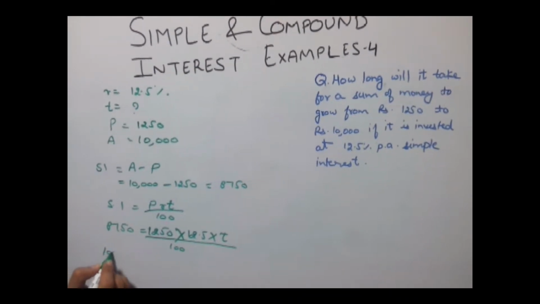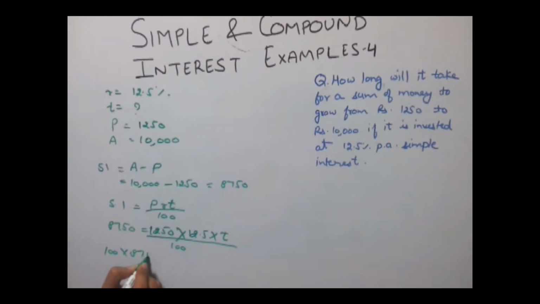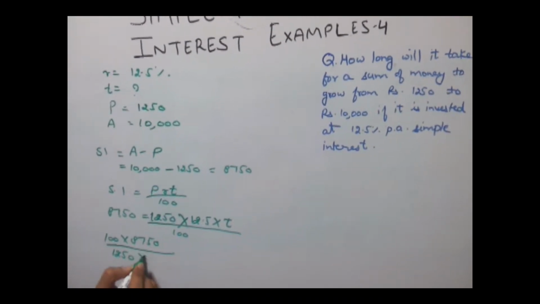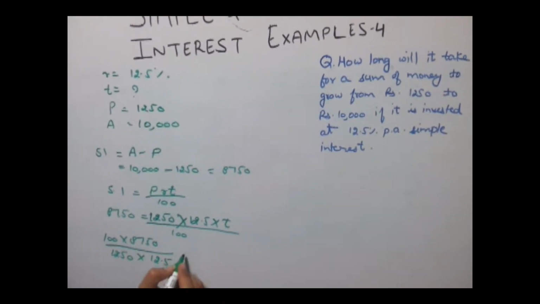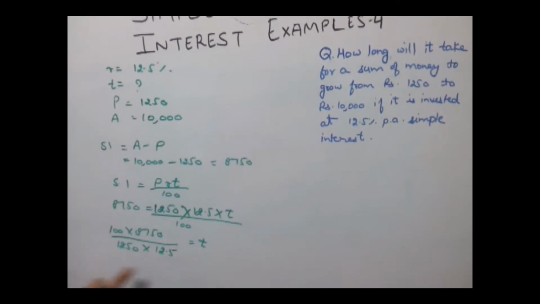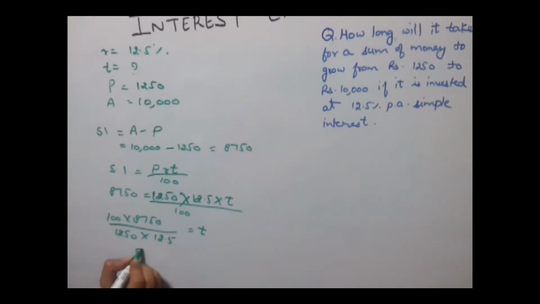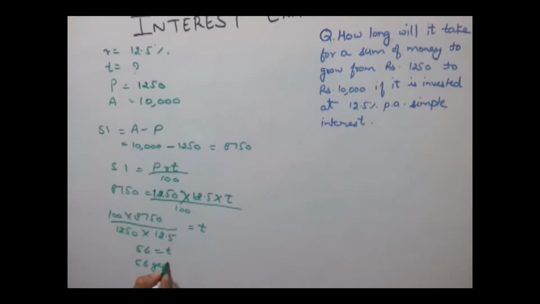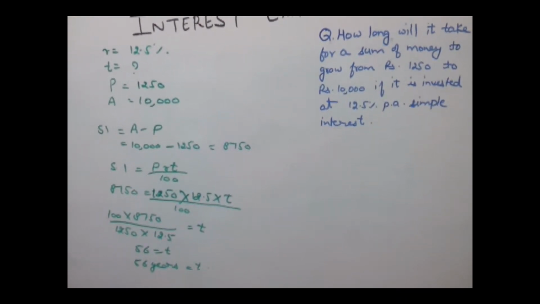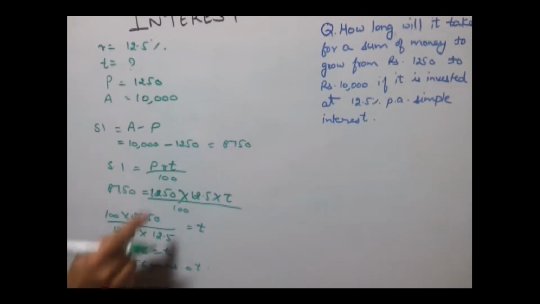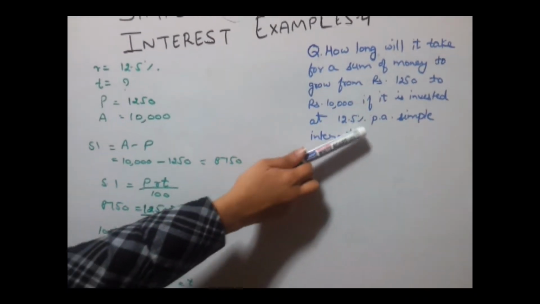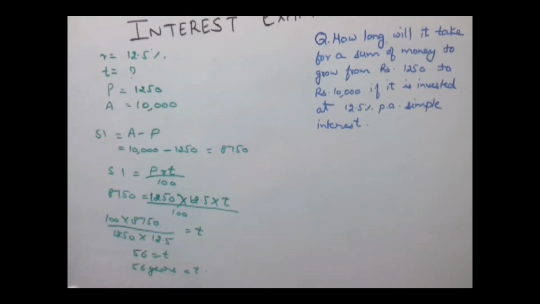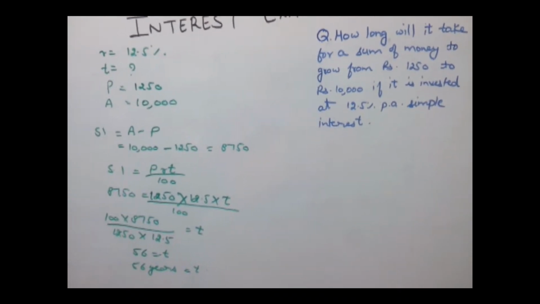Solve this, we will get 100 into 8750 upon 1250 into 12.5 is equal to T. Solve this and you will get 56 as the answer, and 56 years is the time T. We have put years here because the rate is given per annum. That is, the rate of interest is yearly. So our time is also calculated in years.